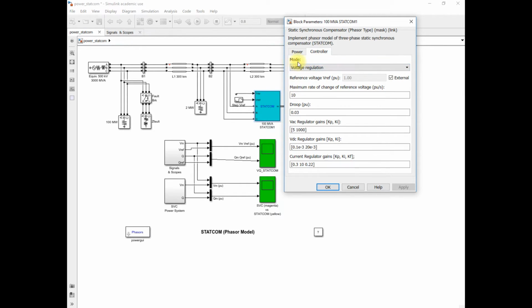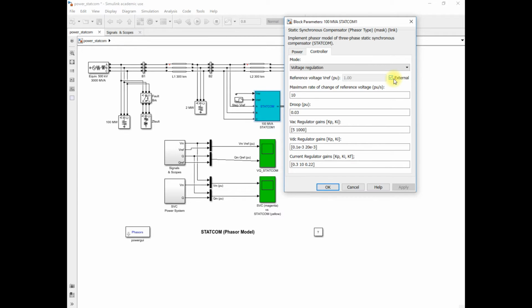So for the mode of this STATCOM, select voltage regulation mode. As we know, there are two modes of operation of the STATCOM. One is the VAR control mode or reactive power control mode, and the other is the voltage regulation mode. So here we first operate this STATCOM in the voltage regulation mode. So we have selected voltage regulation, and the reference voltage V reference is set externally here.